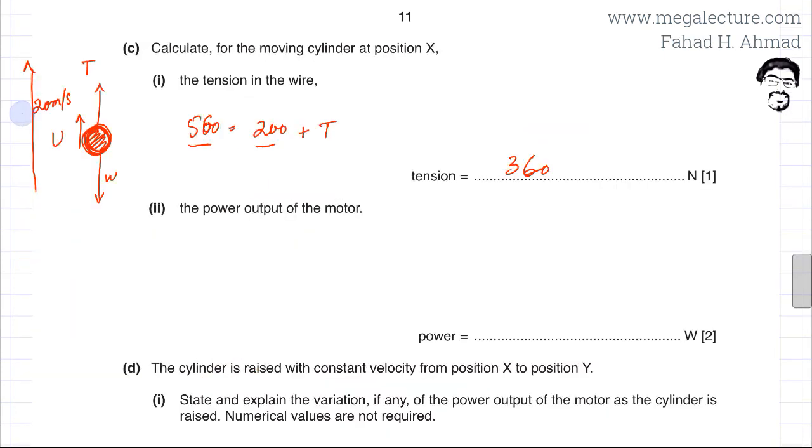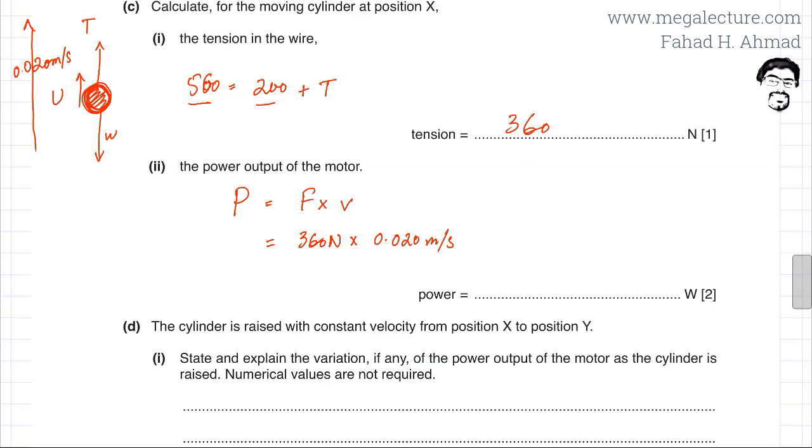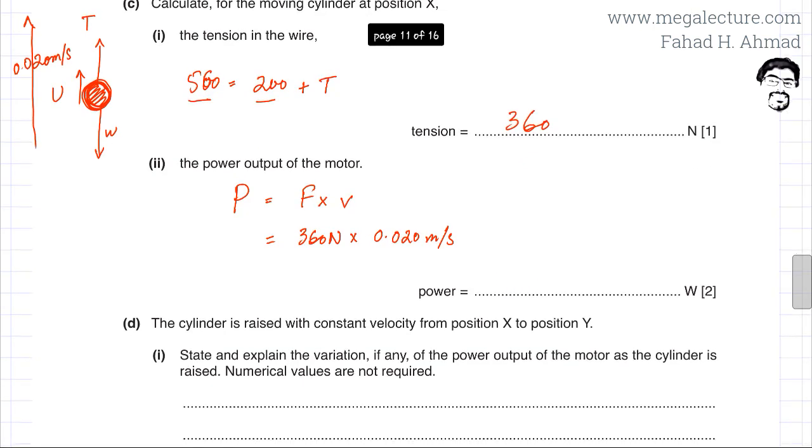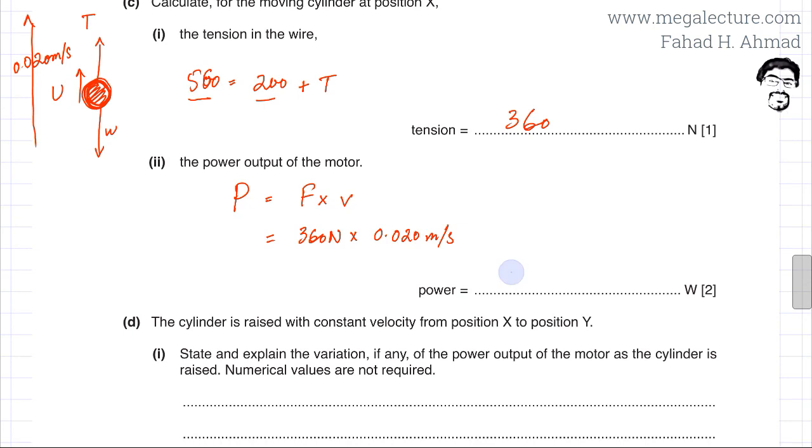So we know the force and we know the velocity as well. So let me first correct this. It's 0.02 meters per second. So power, the formula for power is force multiplied by velocity. The force is 360 newtons. And the velocity with which the motor is pulling the object upwards is 0.020 meters per second. If you calculate this, it's going to come out to be equal to 7.2 watts.